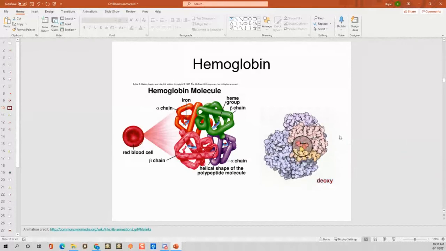And when oxygen binds, we create a specific conformation of the hemoglobin, and when oxygen is released, the conformation changes ever so slightly. When oxygen is bound, red. When oxygen leaves, a bluish color. Oxy versus deoxy: oxyhemoglobin, deoxyhemoglobin.